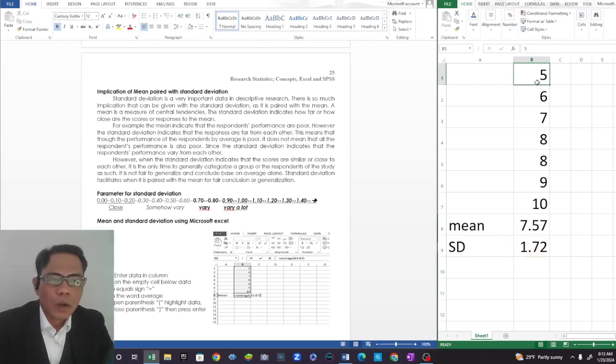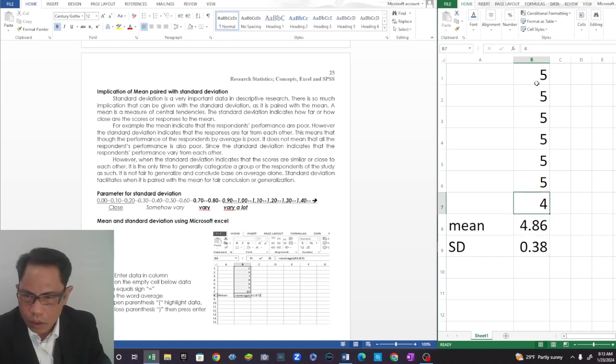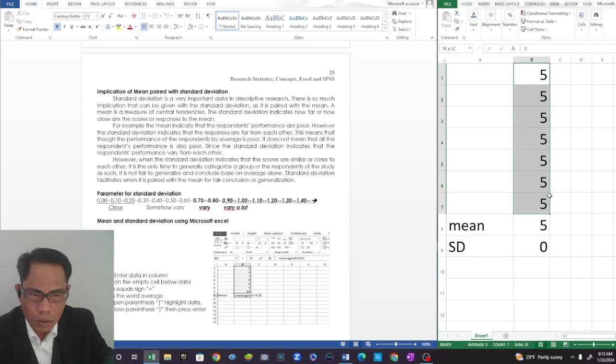They're not the same. So when we change that to 5, or 4, no, wait, let's say 4, you will notice the change from very different to similar, somehow similar. And if we change that to 5, that will make a standard deviation of 0, which means the responses or the scores are very close to each other.